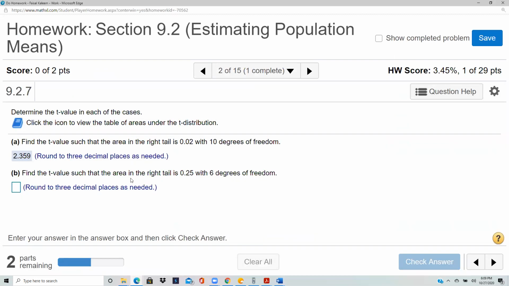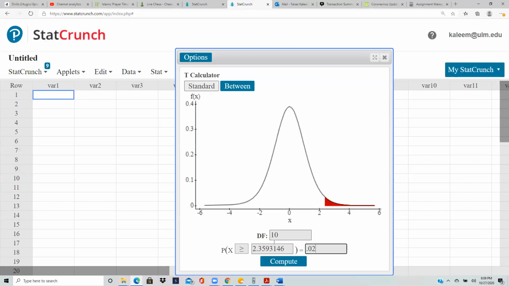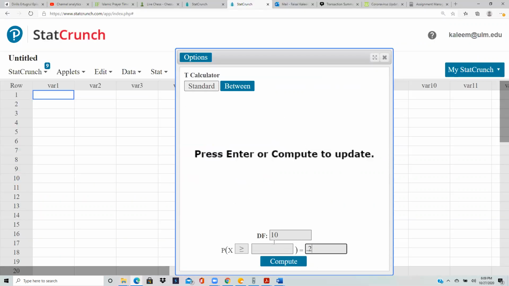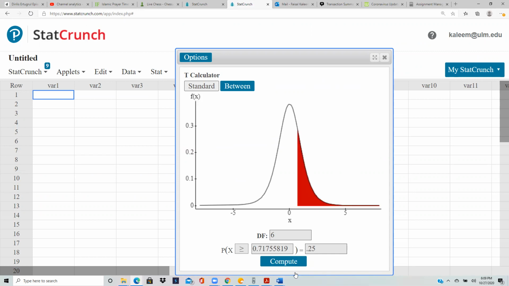The t-value so that the area in the right tail is 0.25 with 6 degrees of freedom. So area is now 0.25. And change the degrees of freedom to 6. 0.718.